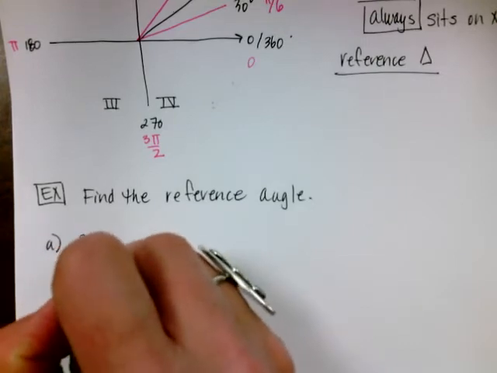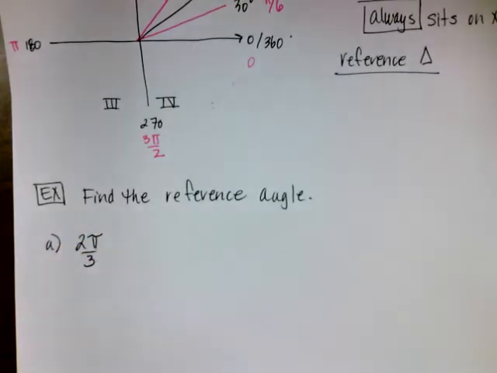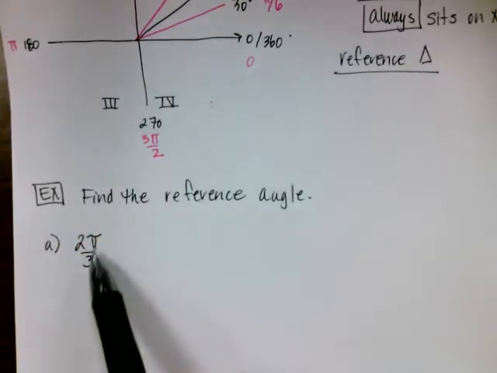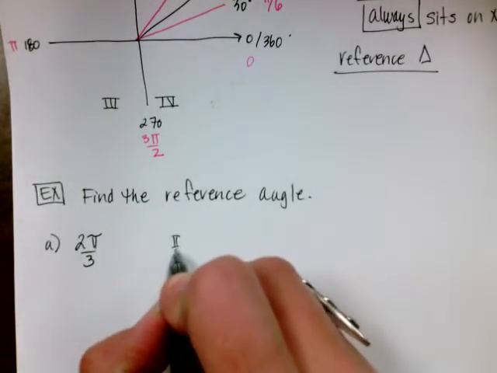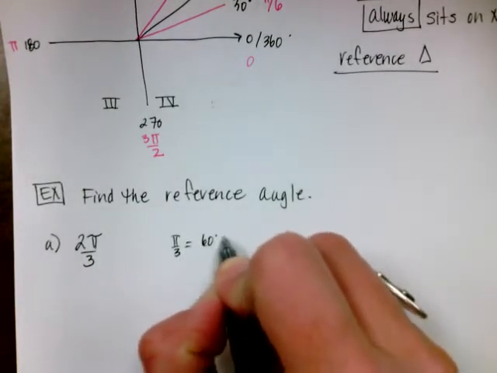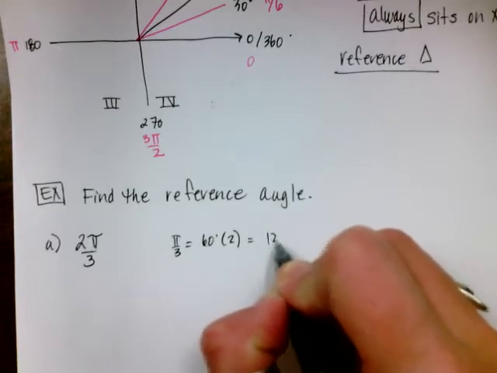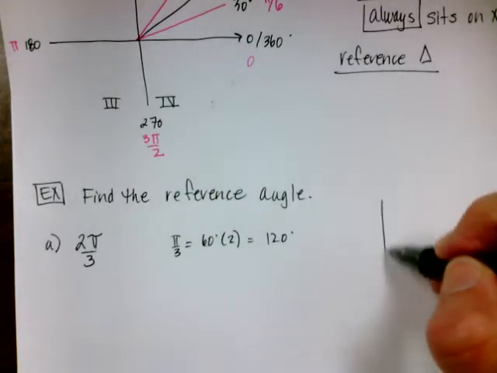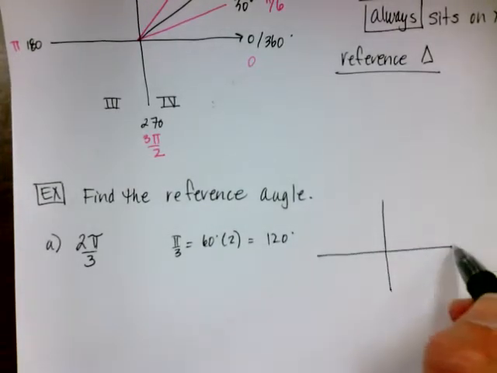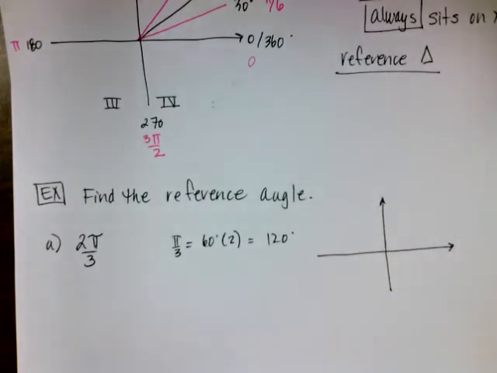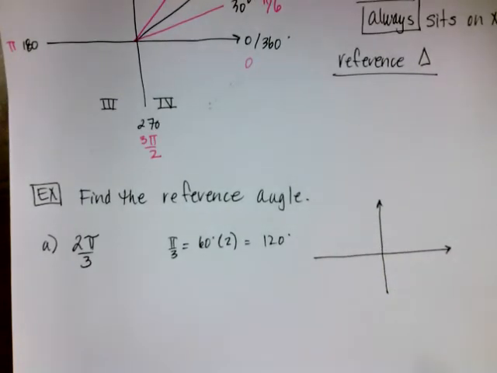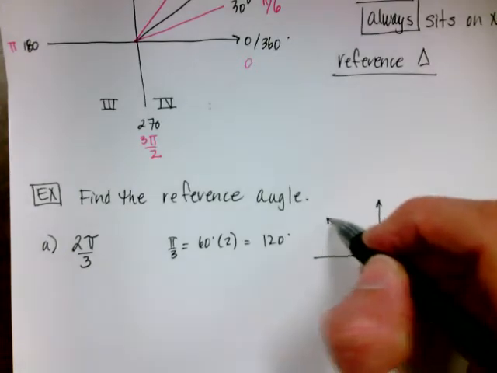Okay. All right, so the first one I have is 2 pi over 3. So if you remember that pi over 3 is 60, okay, and then there's 2 of them, then that means it's 120 degrees. So that helps me to get my angle in the correct place while I learn kind of where my radians are. Okay, so 2 pi over 3 is going to be over here.